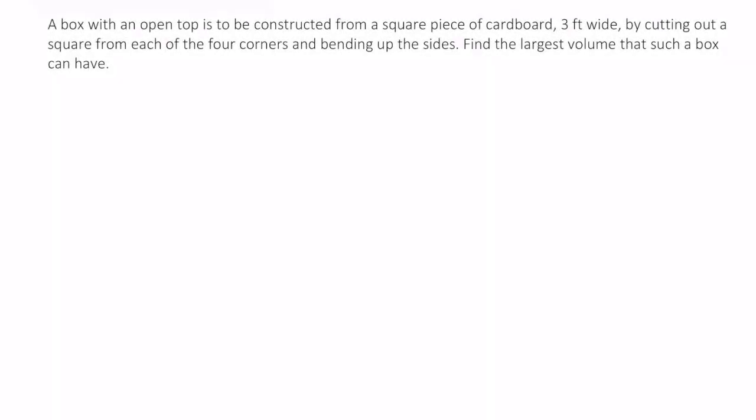Welcome. In this video, we're going to go over another optimization problem, and we're going to use a 6-step process for solving this optimization problem. A box with an open top is to be constructed from a square piece of cardboard 3 feet wide by cutting out a square from each of the 4 corners and bending up the sides. Find the largest volume that such a box can have.